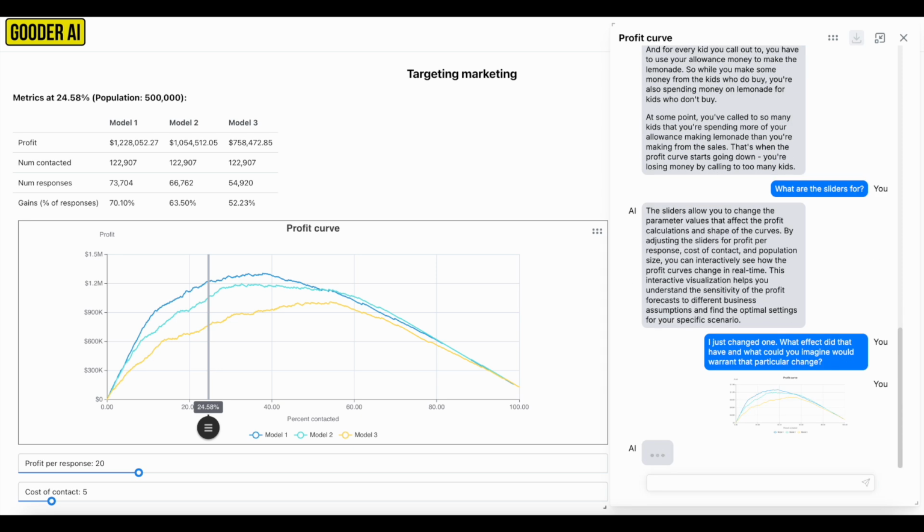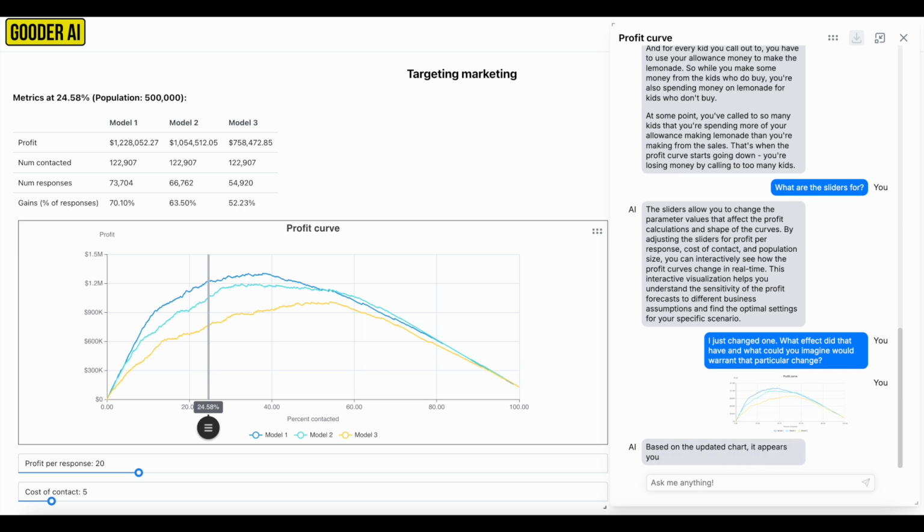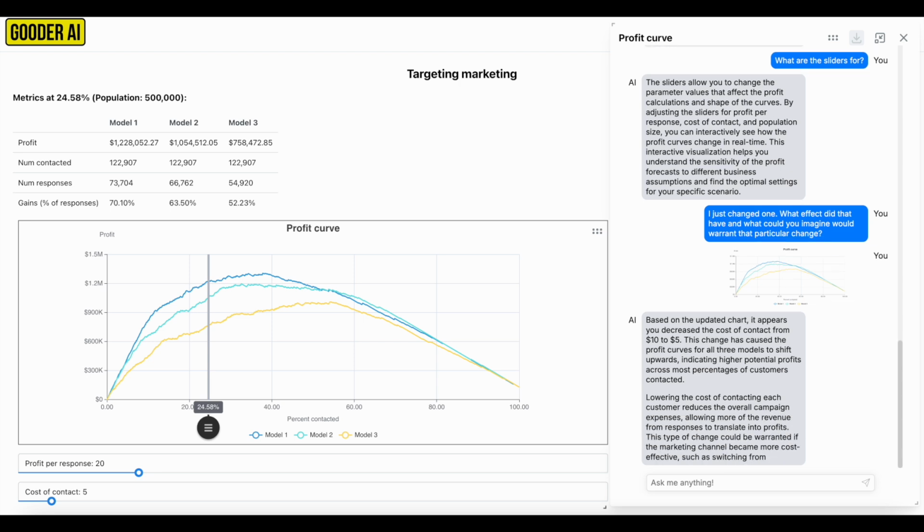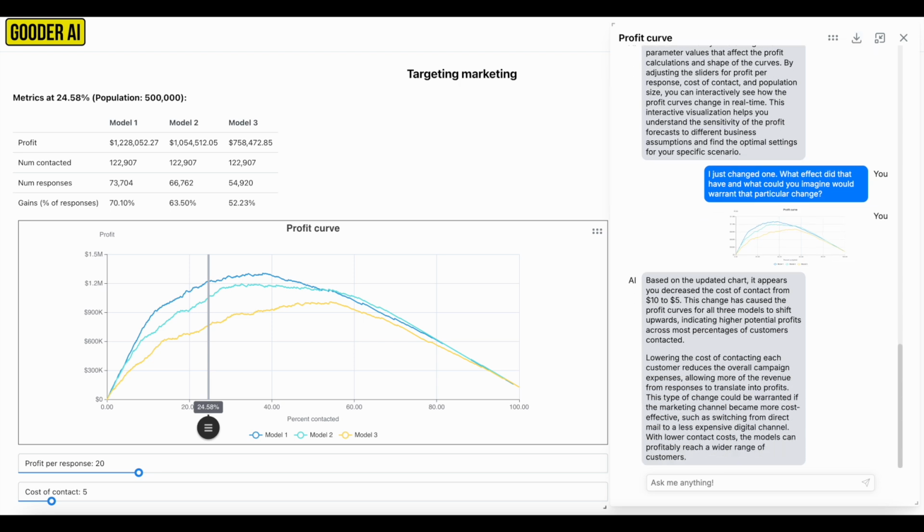Based on the updated chart, it appears you decrease the cost of contact from $10 to $5. This change has caused the profit curves for all three models to shift upwards, indicating higher potential profits across most percentages of customers contacted. Lowering the cost of contacting each customer reduces the overall campaign expenses, allowing more of the revenue from responses to translate into profits.